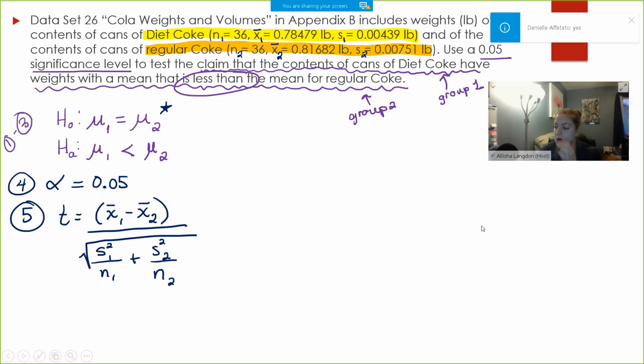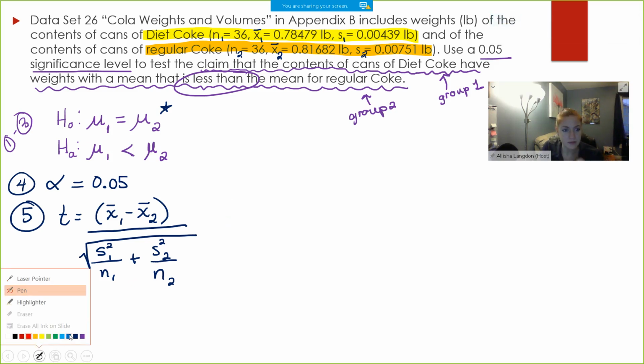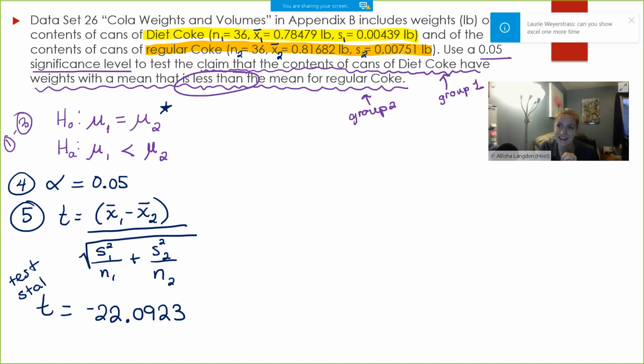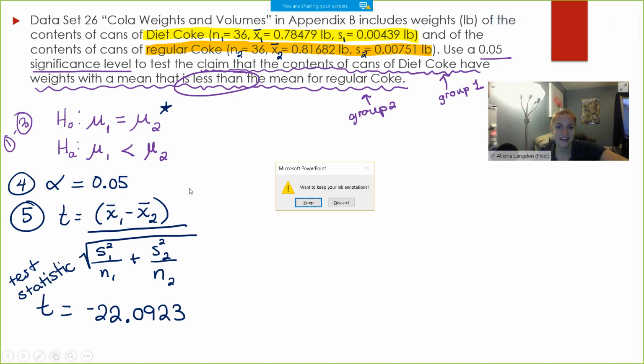Wonderful. It's so important to practice being able to use Excel. Because if we don't do that, we're not sure we're typing it correctly. So this is a huge number. This is our test statistic. Let's write that.